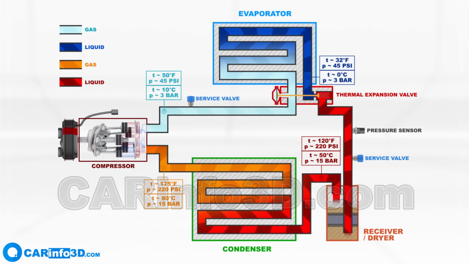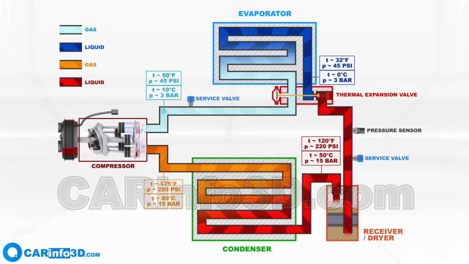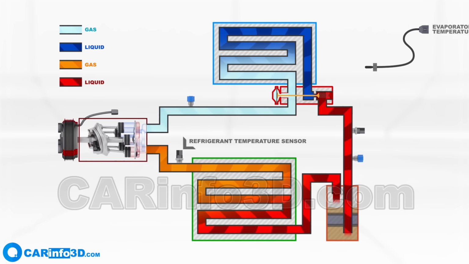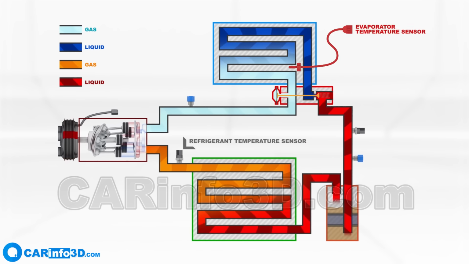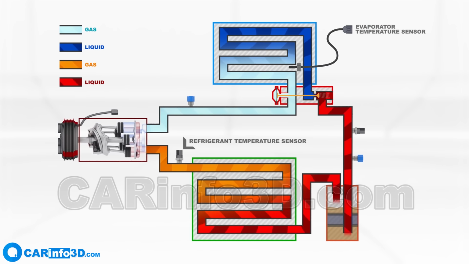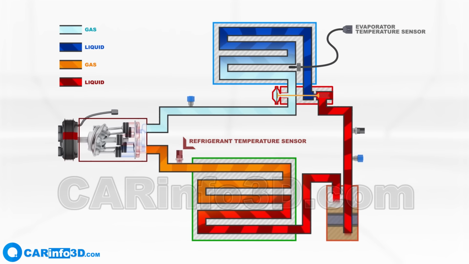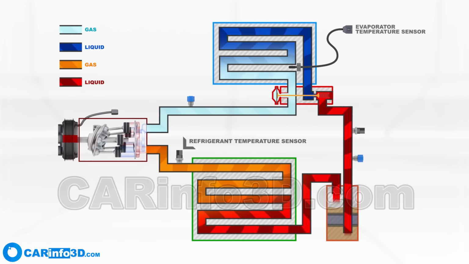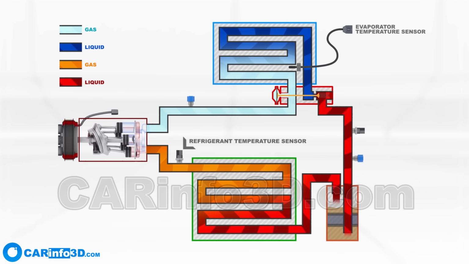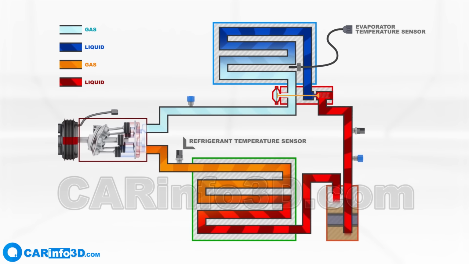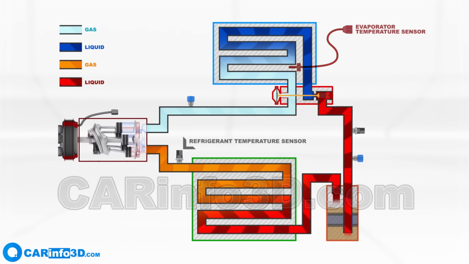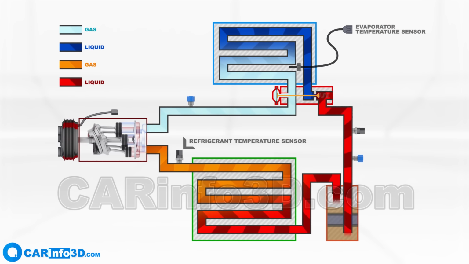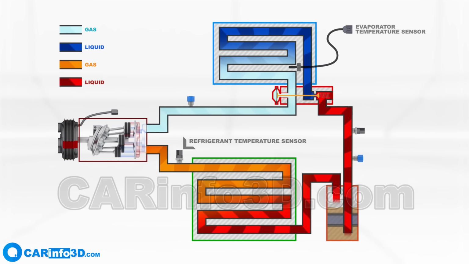Note that in other designs, additional sensors may be used, such as a refrigerant temperature sensor or another common sensor, an evaporator temperature sensor. The refrigerant temperature sensor data, together with other sensor readings, can aid in diagnosing a slow leak of refrigerant from the system. The evaporator temperature sensor keeps the evaporator from icing while the air conditioner is running.